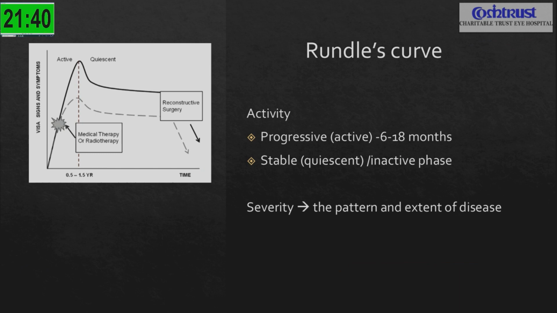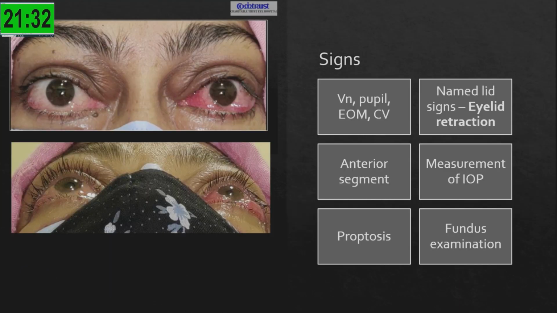Having said about activity, another term that's commonly used is the severity, which documents the pattern and the extent of the disease. So thyroid has numerous named signs. If we go into this, we can take the entire day. So I'll be skipping this slide.